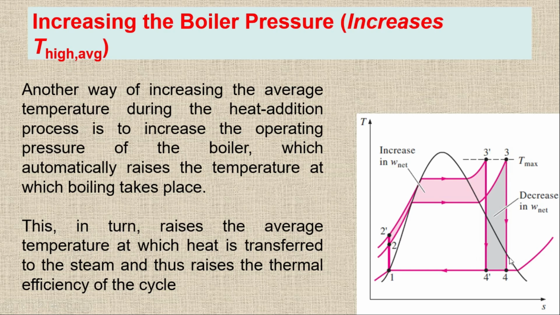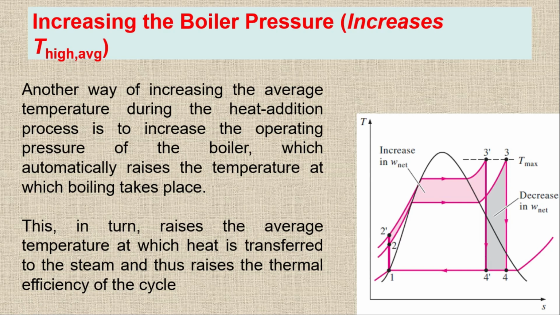For these two cases, 3 to 4 and 3 dash to 4 dash, we are assuming that we have the same turbine inlet. So what will happen? We will get a decrease in the W net, and here you can see that by increasing the boiler pressure, you will get a higher moisture content at the outlet of the turbine. Again, it's a dangerous thing, because when you increase the pressure, the turbine will experience moisture content in the last stages of the turbine. So we have the 4, and this is 4 dash. This is due to the increase in the pressure.